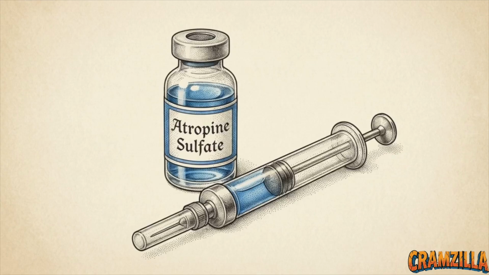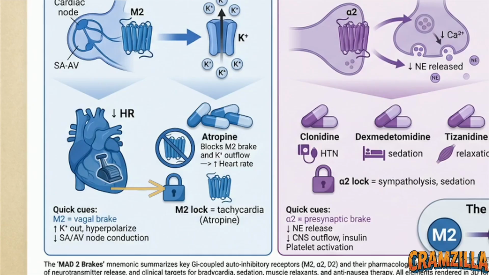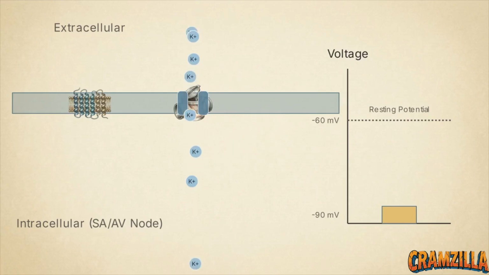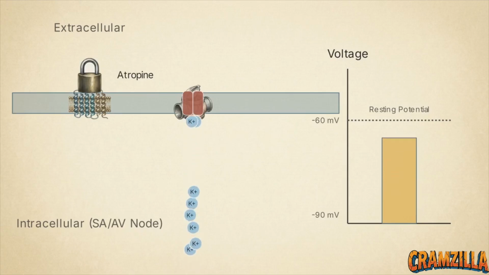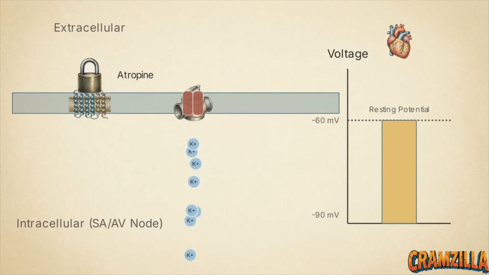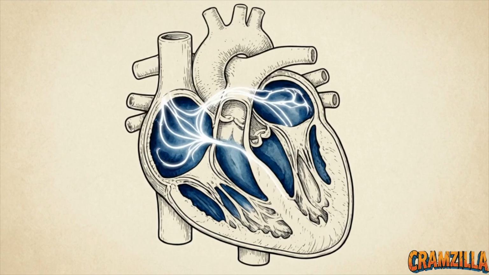The pharmacological intervention for this state is atropine. As indicated by the blue lock icon, atropine acts as an antagonist, physically blocking the M2 receptor. Blocking the receptor stops the outward flow of potassium. The SA and AV nodes regain their resting voltage and depolarize, increasing the heart rate. Atropine lifts the GI brake from the cardiac node, allowing the heart's intrinsic pacemaker to resume its natural firing rate.